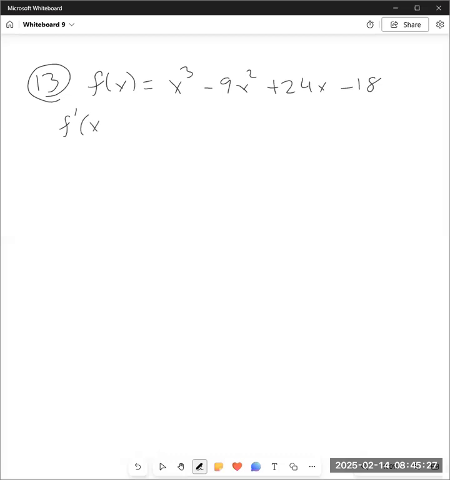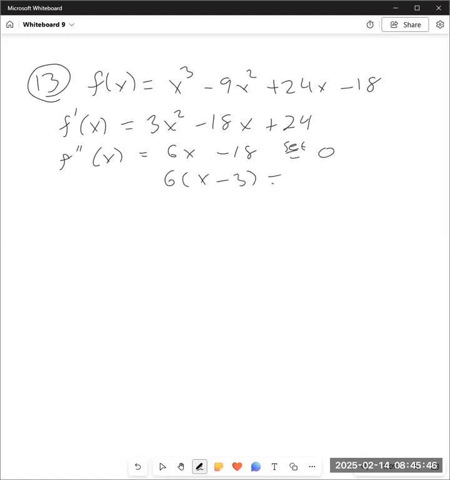So f prime of x is 3x squared minus 18x plus 24, and f double prime of x is equal to 6x minus 18. When I set this equal to 0, that gives me 6 times x minus 3 is equal to 0, x minus 3 is equal to 0, and x is equal to 3. So 3 is a point of inflection. Let's go ahead and find that right now.